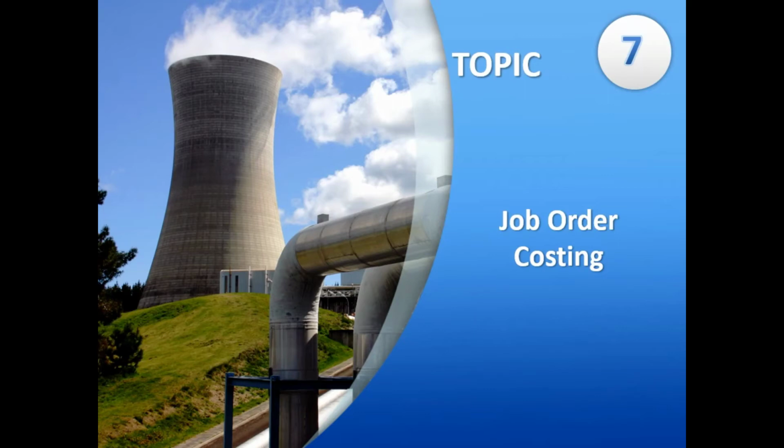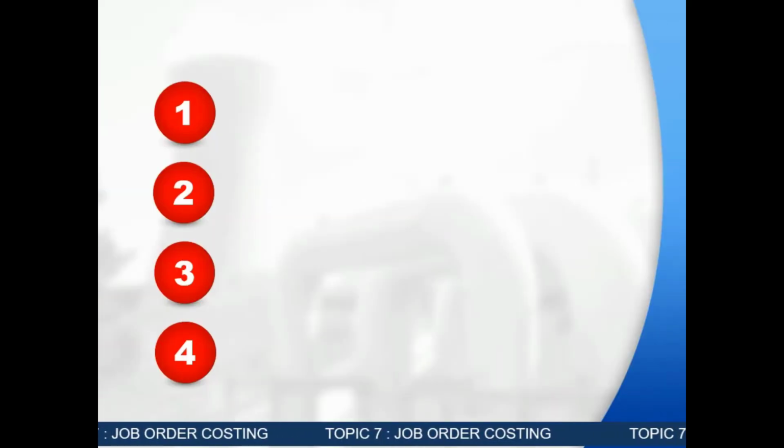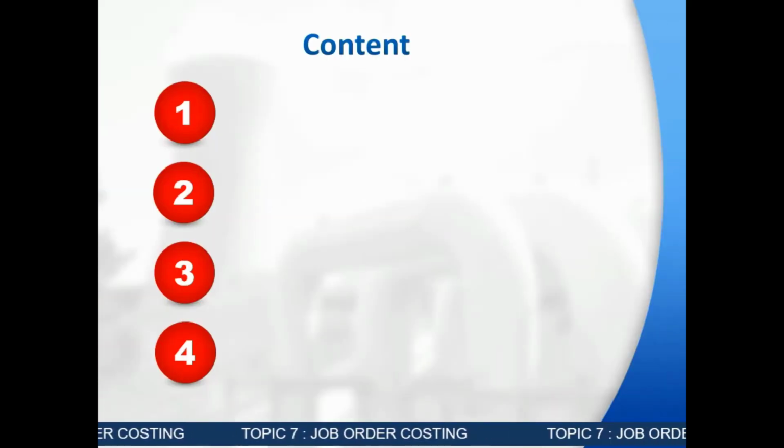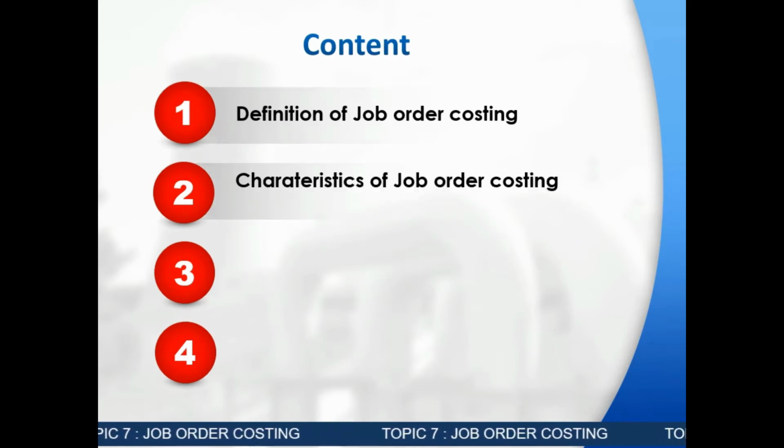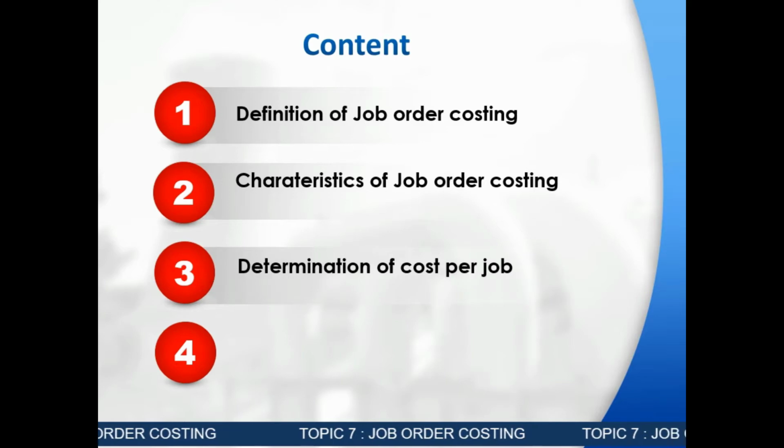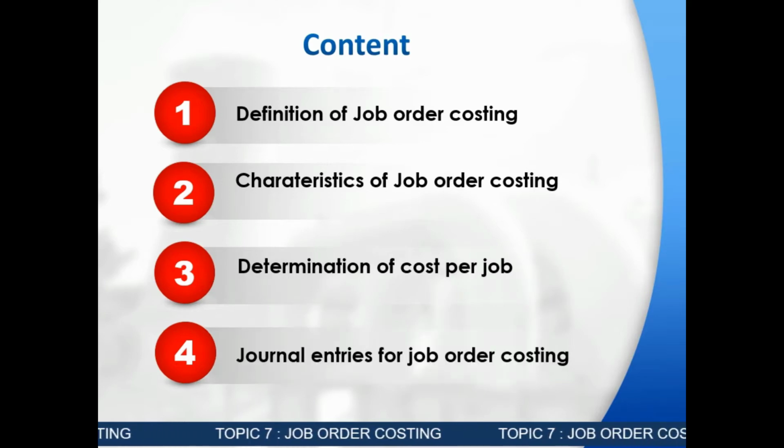Hi everyone, in this video we are going to learn topic 7, job order costing. In this video, we will cover these subtopics. First, definition of job order costing. Second, characteristics of job order costing. Third, determination of cost per job. And fourth, journal entries for job order costing.